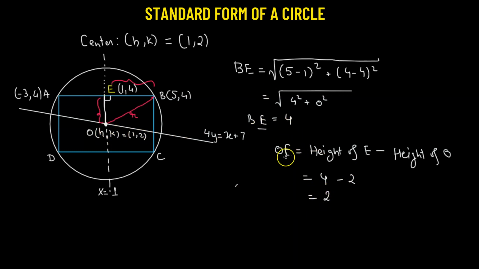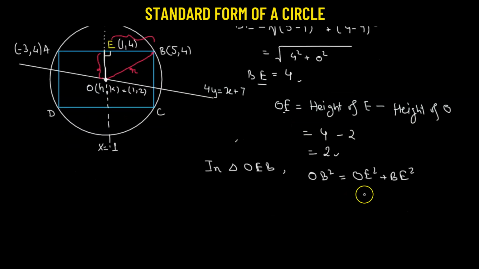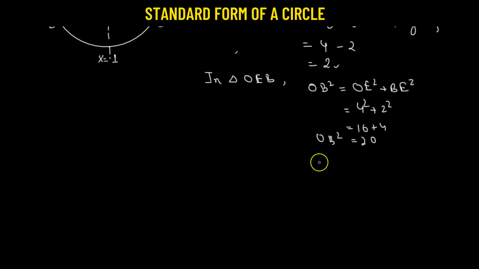Now that we have the value of BE as well as OE, we can use the Pythagoras theorem in triangle OEB, which is right angled at E. Using it, we can find OB squared, which is the radius squared. That equals OE squared plus BE squared. So we have 4 squared added to 2 squared, which is 16 plus 4, which is 20. So OB squared equals 20. Taking the positive square root since we are dealing with distances, we have the square root of 20, and OB is nothing but the radius of the circle.